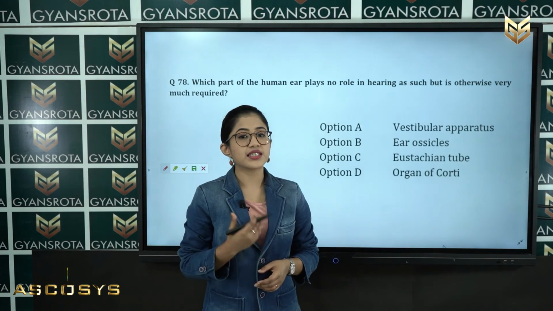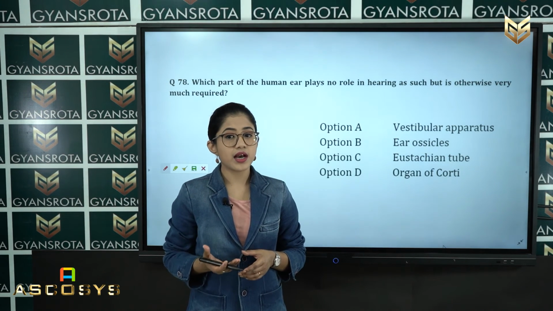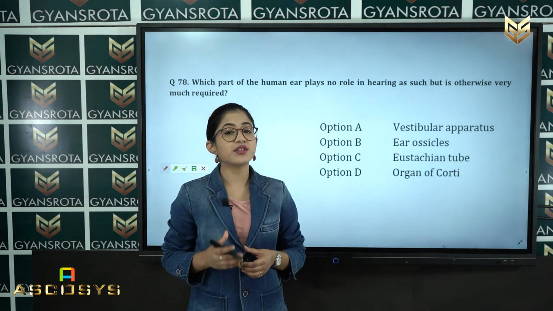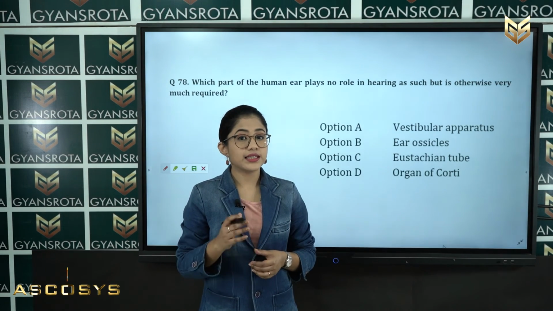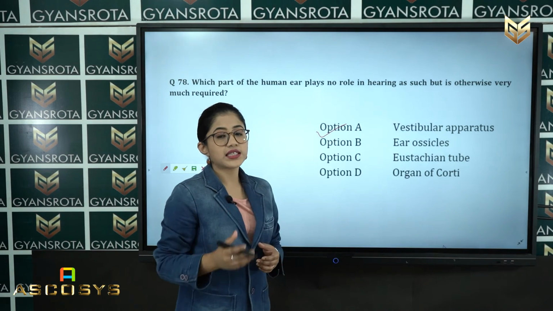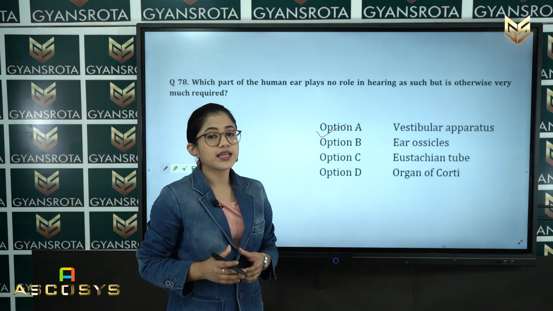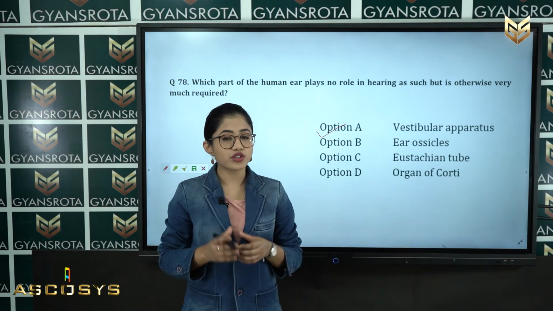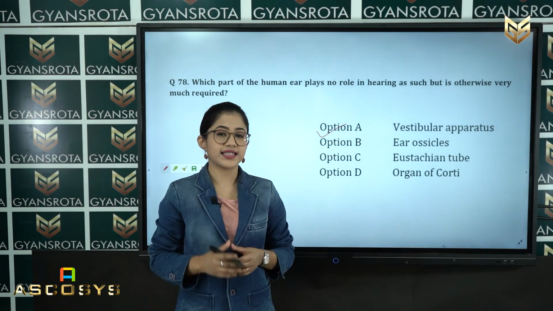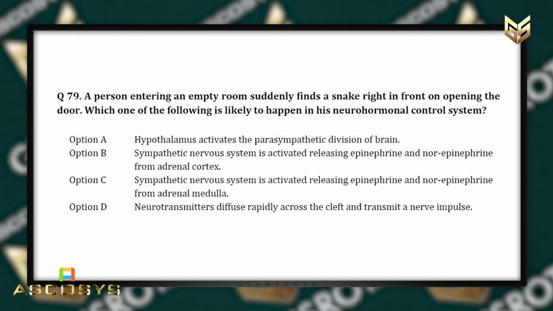Here in this question it is written, which part of the human ear plays no role in hearing, but it also plays an important role and it is very much required. That is option A, vestibular apparatus. Vestibular apparatus does not play any role in hearing, but they help in maintaining the body posture and balancing of the body. So, this is the correct answer. Now, let us see the next question, that is question number 79.